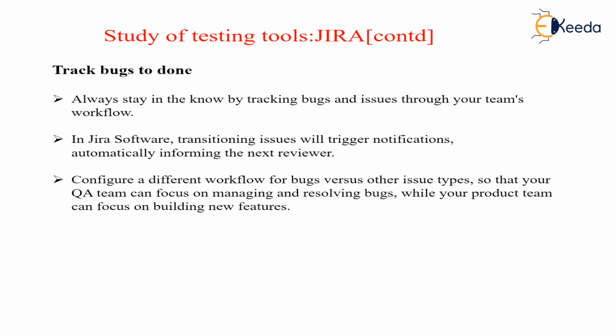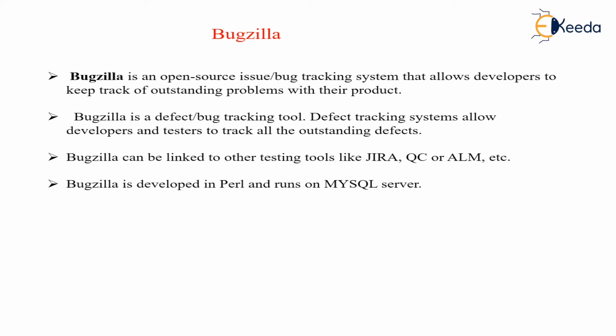Configure a different workflow. You have to make a workflow for bugs versus issues of different types, so that your quality team can focus on managing and resolving bugs. Next, we see the next tool, which is Bugzilla.